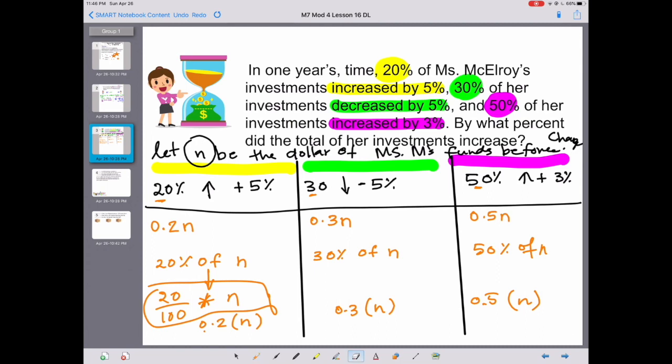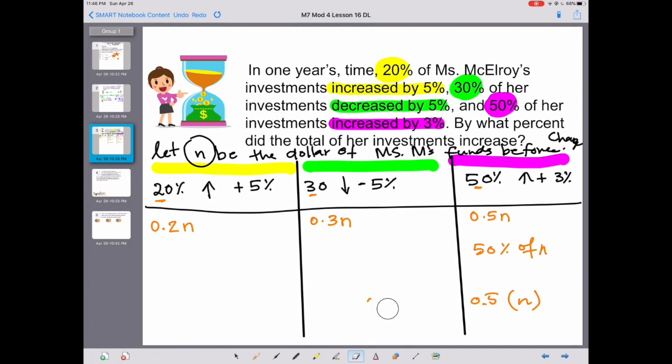Now I can erase these extra words. So what I did was, if n was the total amount she had before the changes, I first have to figure out how much is 20% of n. N is the money before the change. 30% of n, 50% of n. Now I found those amounts: 2 tenths times n would be the amount that I have separated here.